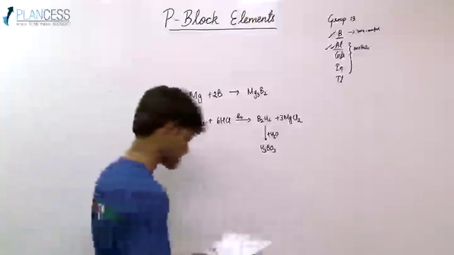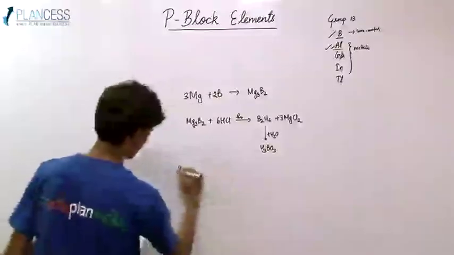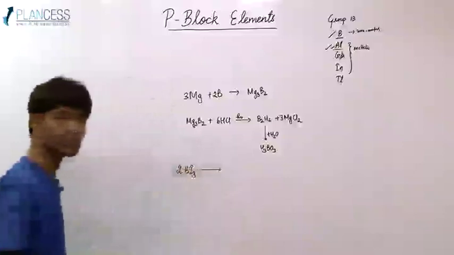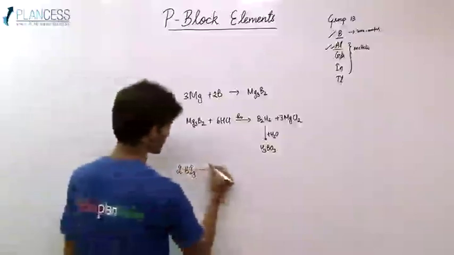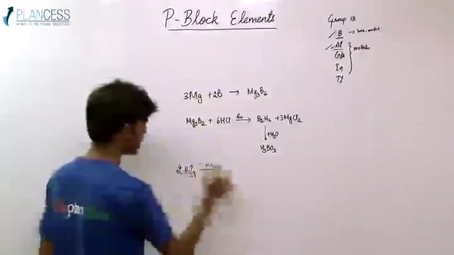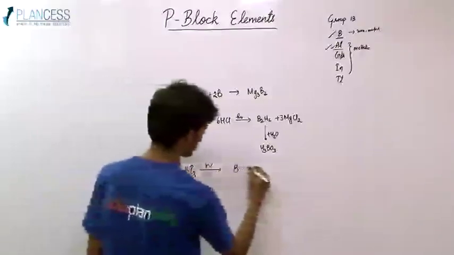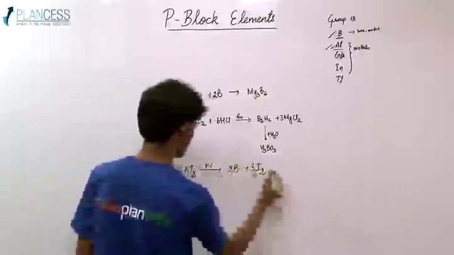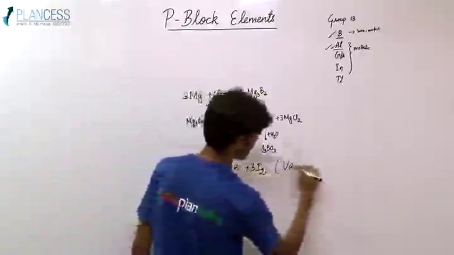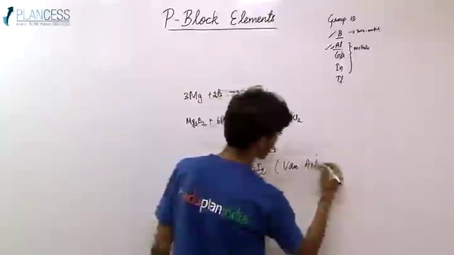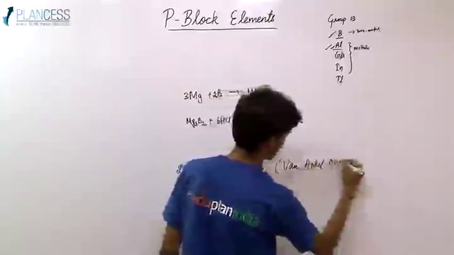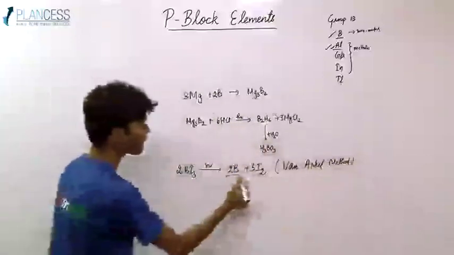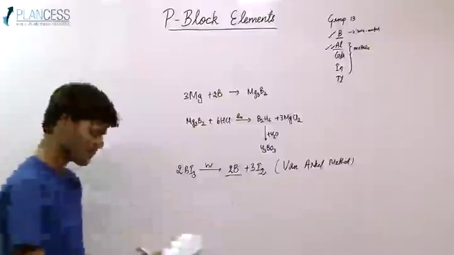Again, in extractive metallurgy, boron is produced by the Van Arkel method. That is, 2BI3, which is boron iodide, when it is heated in the presence of red hot tungsten, which acts as a catalyst, forms boron plus iodine. Iodine is separated, and boron is obtained. So this is also known as the Van Arkel method. You will learn more about it in extractive metallurgy, the Van Arkel method for the preparation of boron.